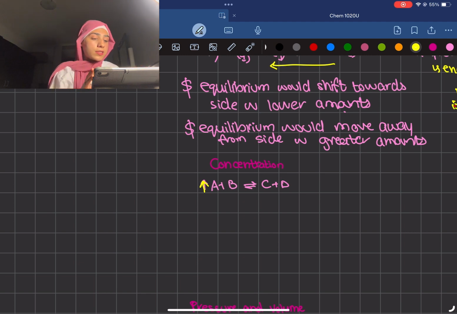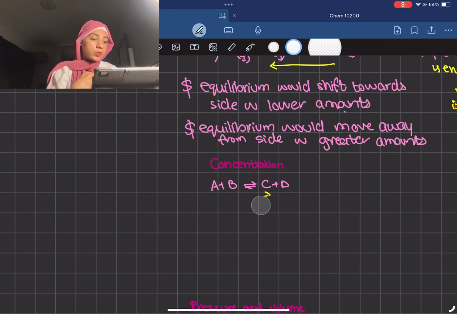Currently it's in equilibrium because of this sign, right? But let's say I increase the concentration of A, that would mean that my reaction would move towards my product side because I'm increasing something on my reactant side. So the product side has less of something. That's why my reaction would move forward.